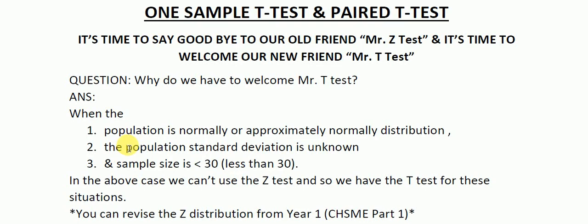So, basically, the first one was the calculation of sample size. The second one is about the t-test and paired t-test. So, one sample t-test and paired t-test. And the third one will be about the chi-square test.